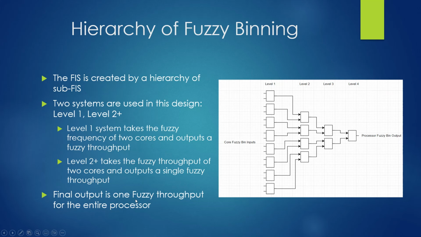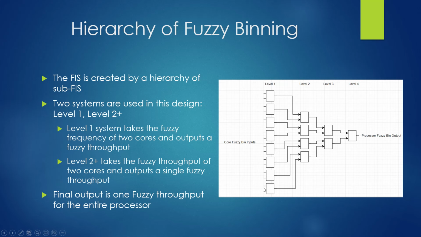This is an example of what this fuzzy binning process would look like for a 16-core processor. There would be 4 levels in this case, and there are 2 types of sub-fuzzy systems, 2-input and 1-output systems, that make up this hierarchy. The first would be for level 1. Level 1 in this system takes 2 inputs in the form of the fuzzified frequency input, and outputs a throughput score. So this is an attempt to look at 2 cores of a processor and combine them into how they would affect the throughput of the overall system.